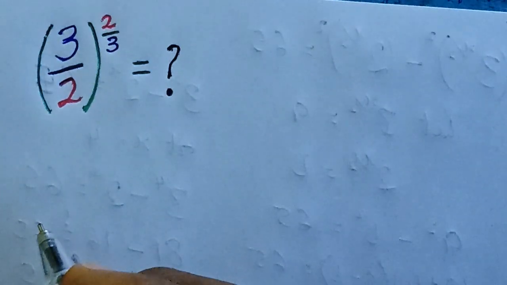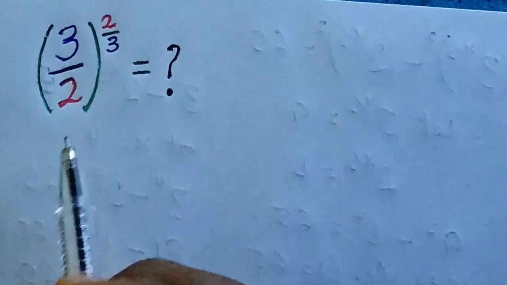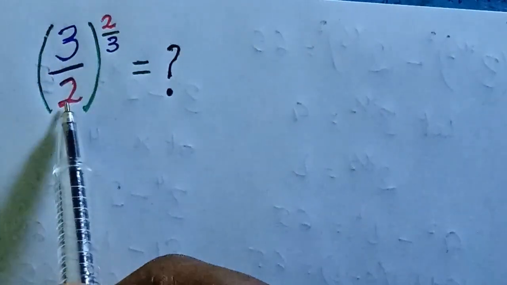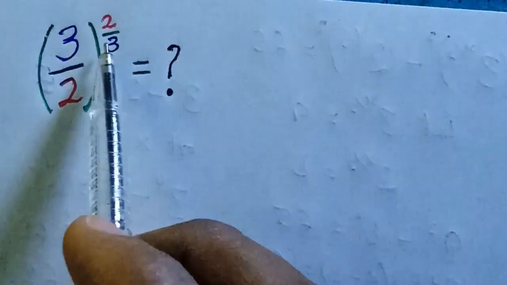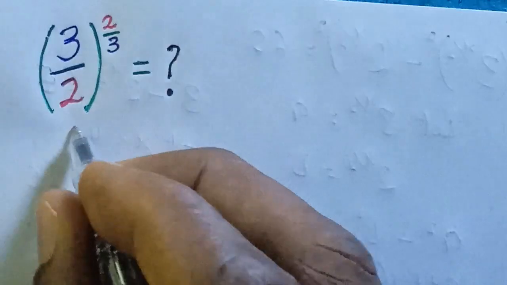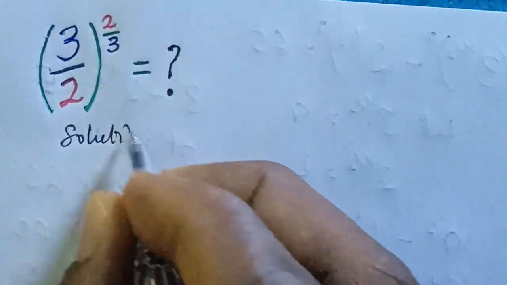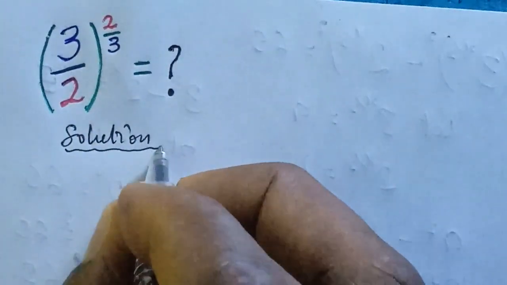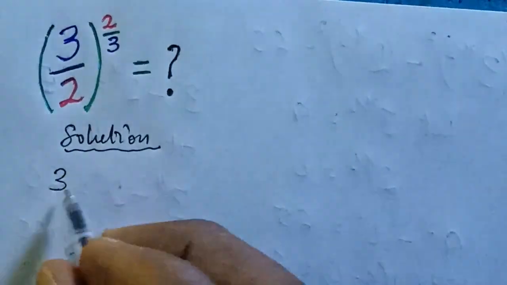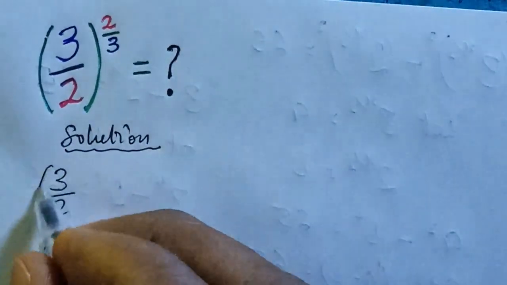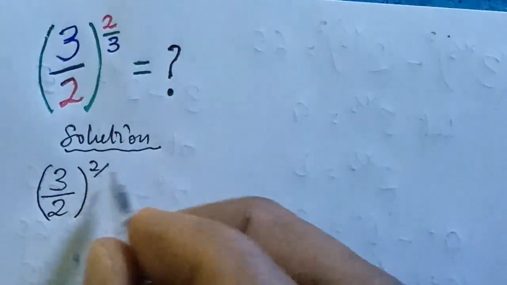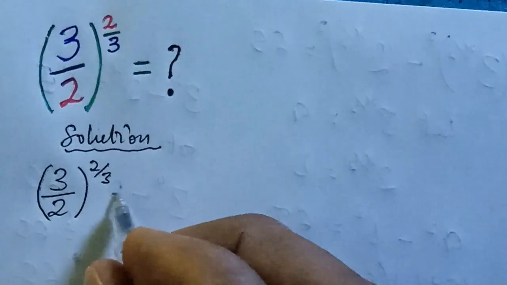Let's simplify this expression. We have 3 over 2 in brackets raised to power 2 over 3. So to do that, we have the solution. Then the next thing we need to do, we have 3 over 2 in brackets raised to power 2 over 3.